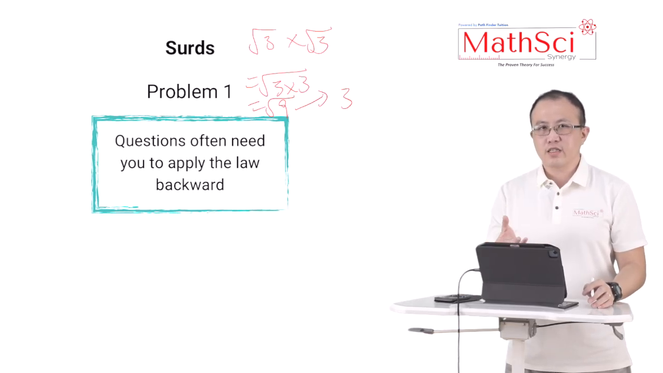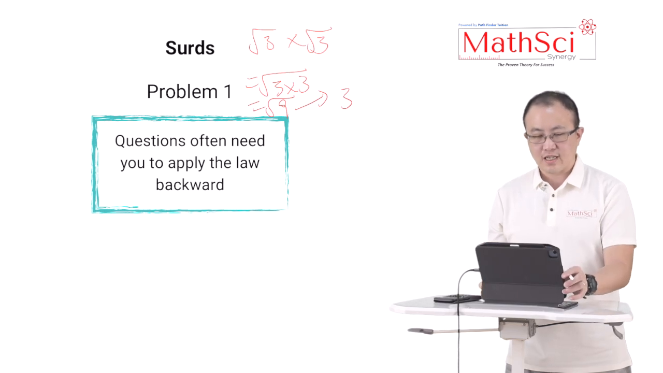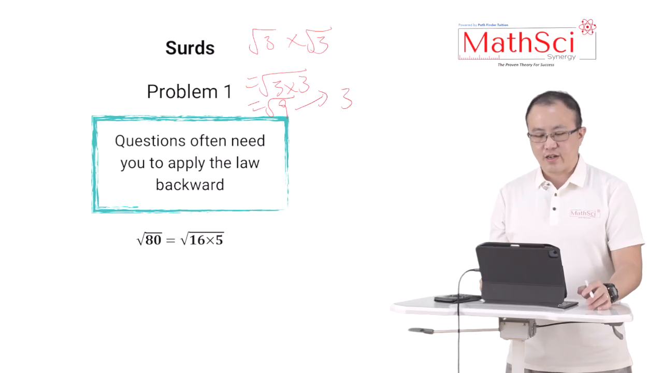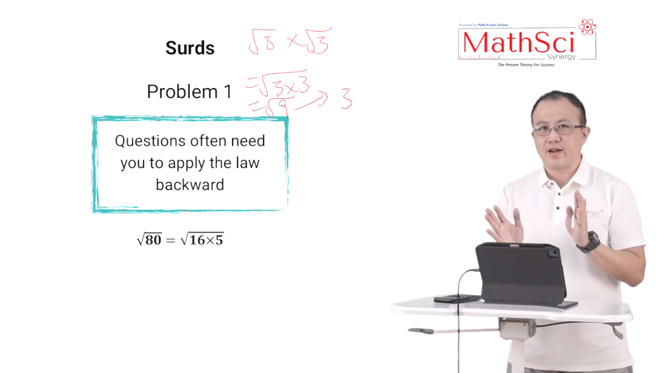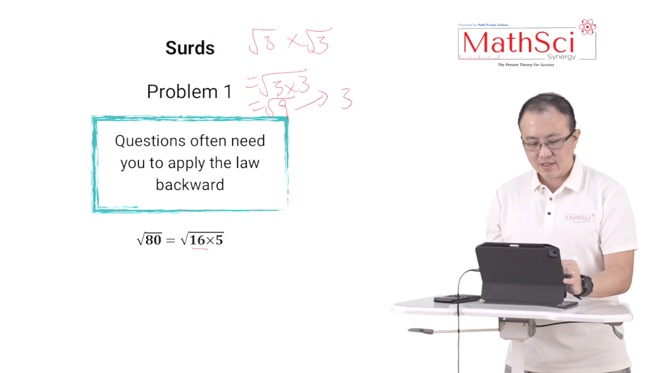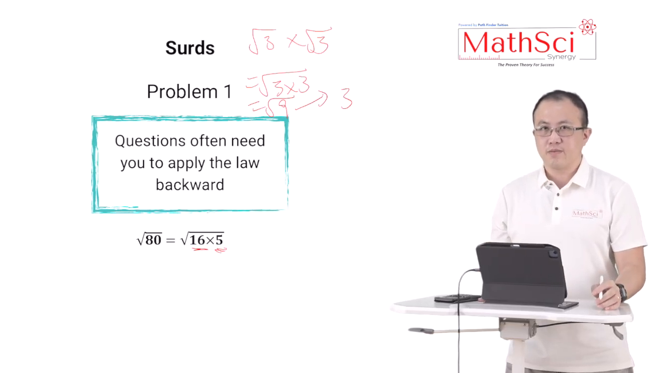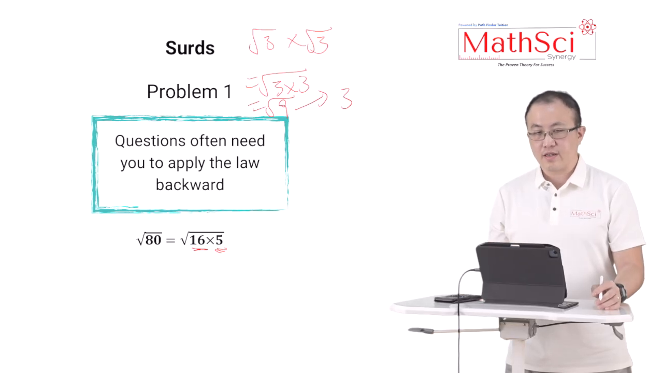But when you are simplifying surds terms, a lot of times the numbers inside are not identical. They are not the same. So that's why you need to learn how to work backward to get them to be the same. If you look at my example here, square root 80 for example, if you are given a square root 80, you are supposed to understand how to break it up into two numbers inside the square root. The proportion of breaking up will always be one number that can be square rooted, and the other number will be as small as possible. So 16 times 5 is a good combination.